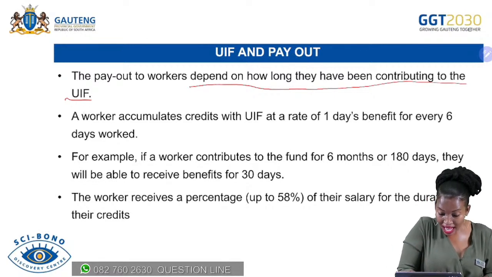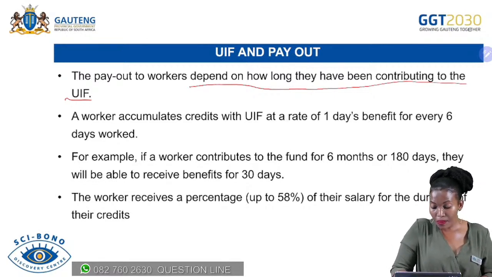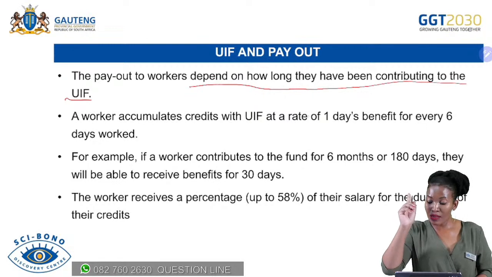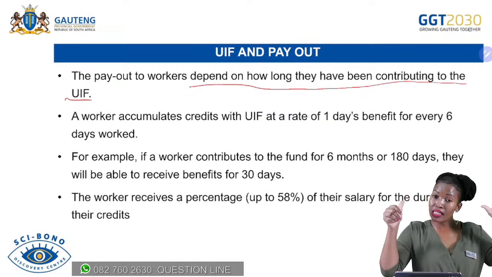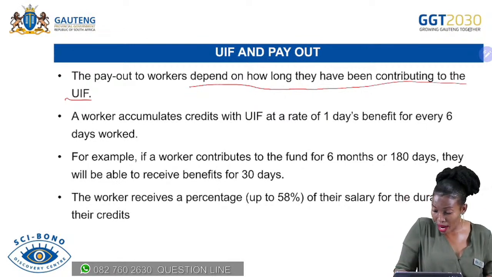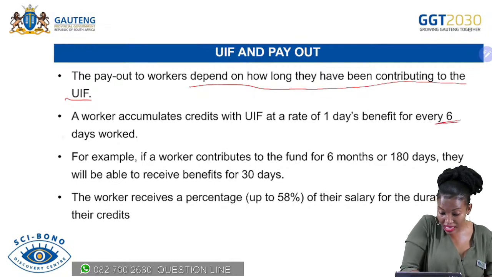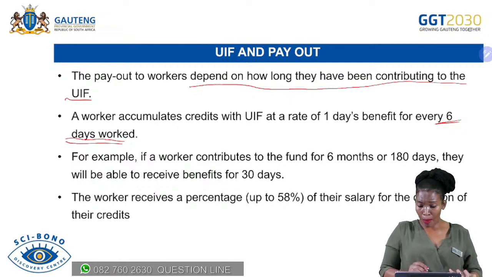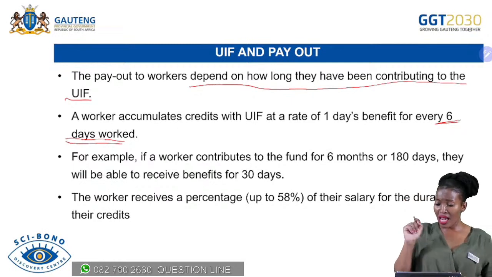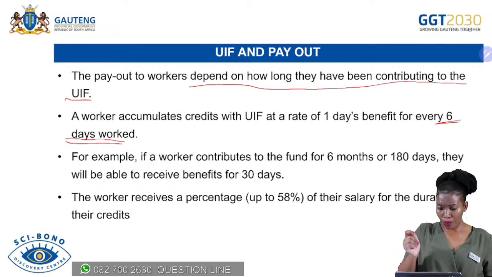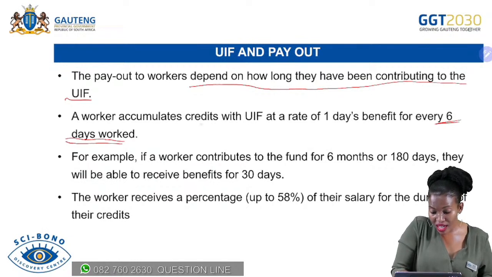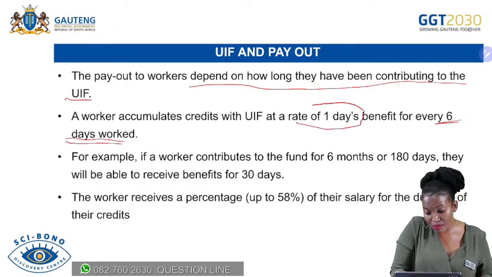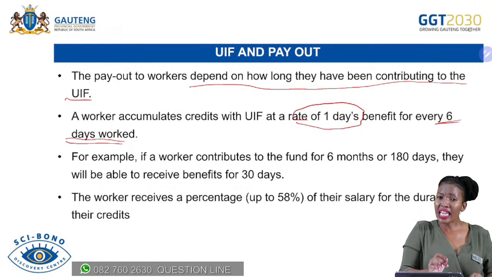And then a worker accumulates UIF credits at a rate of 1 day's benefit for every 6 days that they have worked. So you guys must take note of these 6 days. It's very, very important because we are going to use it in some of our problems. So I don't want you guys to be asking me, but ma'am, where is the 6 coming from? So a worker accumulates the credits at a rate of 1 day's benefit for every 6 days.